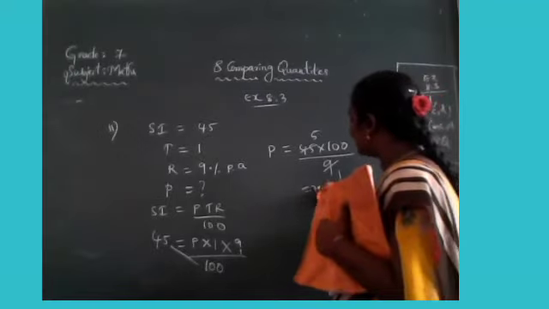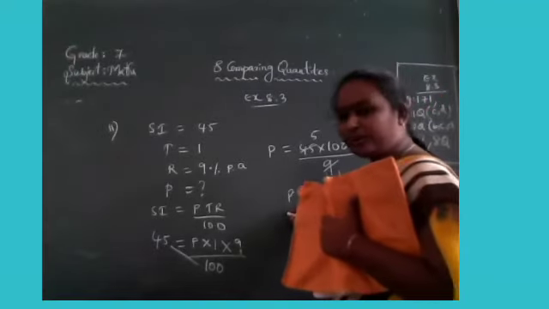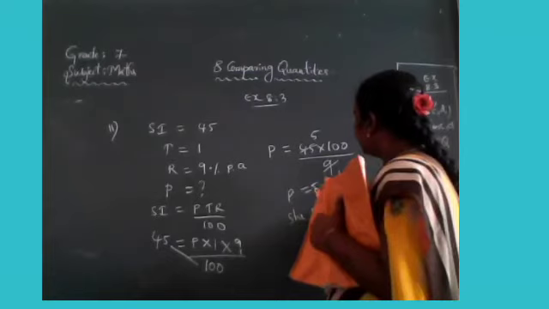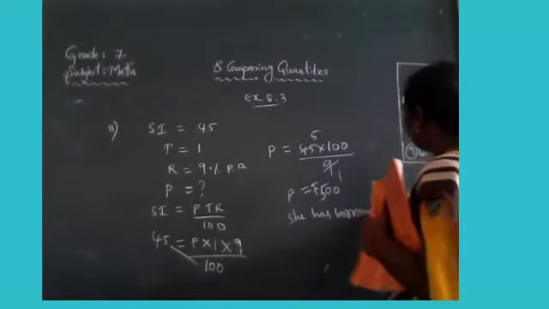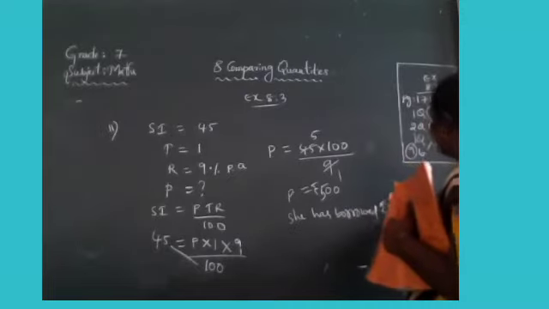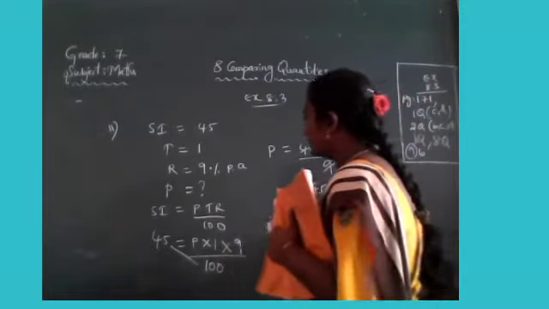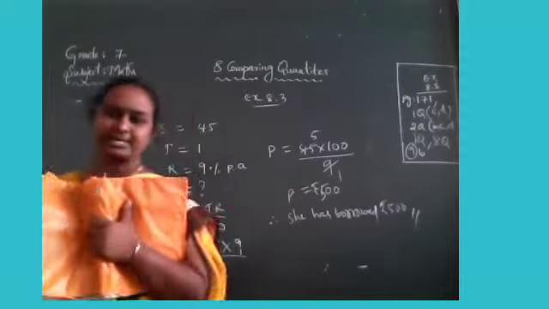So how much amount has she borrowed? She has borrowed 500 rupees. Okay? So whatever it may be, if the principal is not given, you just cross multiply.